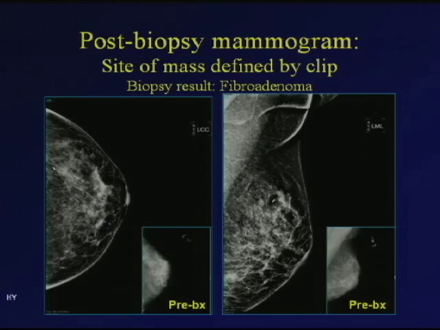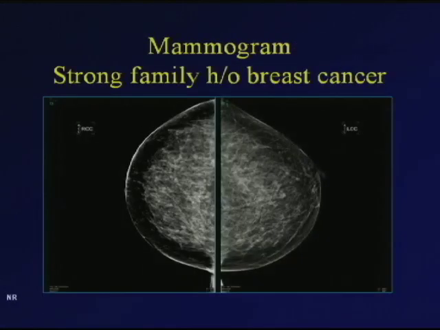And we did a biopsy on her. We got a fibroadenoma as a result, and of course we did our post-biopsy mammogram showing the location of the clip, and I have the pre-biopsy mammogram in the inset there. So you can see that it was very difficult to see that mass on mammography.